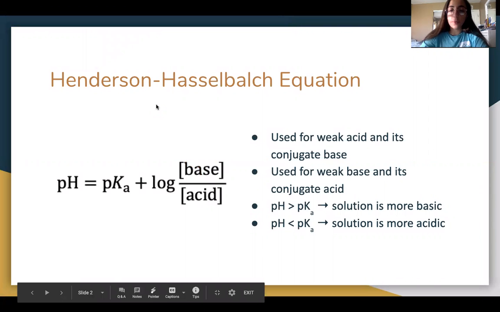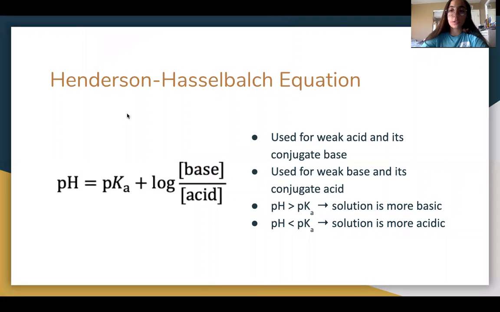So for pH buffers, before we start with the equilibrium curves, let's take a look at the Henderson-Hasselbalch equation. As we all know, the Henderson-Hasselbalch equation is pH equals pKa plus log of concentration of base over concentration of acid. This is used for a weak acid and its conjugate base, or a weak base and its conjugate acid. You should also know that if the pH is greater than pKa, then the solution is more basic, and if the pH is less than pKa, the solution is more acidic.